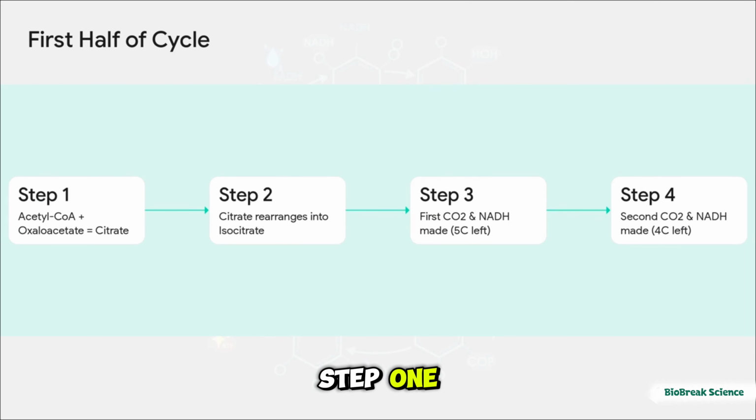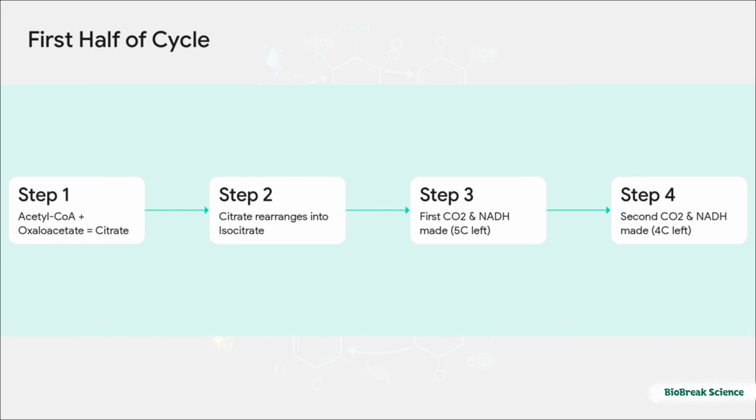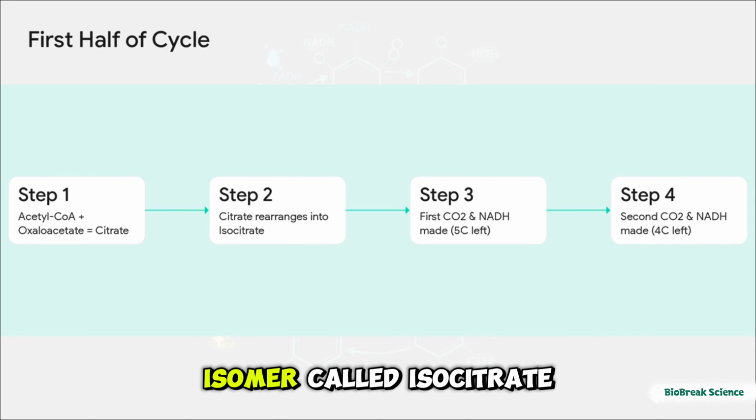Step 1. Our 2-carbon input, acetyl-CoA, enters and joins forces with a 4-carbon molecule called oxaloacetate. 2 plus 4 equals 6, right? So this forms a brand new 6-carbon molecule called citrate. And hey, that's exactly why it's also called the citric acid cycle. Moving to step 2. Citrate gets slightly rearranged into an isomer called isocitrate.